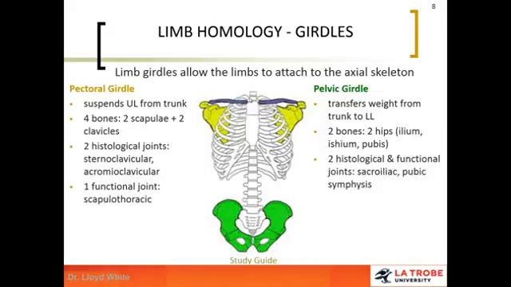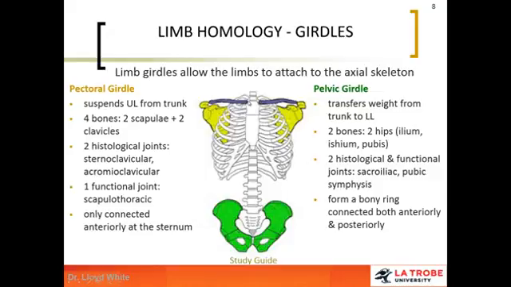Because of the greater range of motion in the pectoral girdle, we have 2 highly movable histological joints, which when we combine their actions together form the functional scapulothoracic joint, whereas in the pelvic girdle we have 2 histological and 2 functional joints, being the sacroiliac joint posteriorly and the pubic symphysis anteriorly. These don't allow as much movement as the upper limb due to the trade-off between mobility and stability.